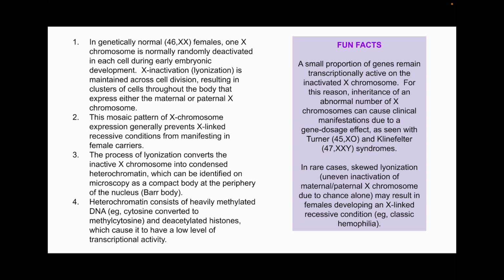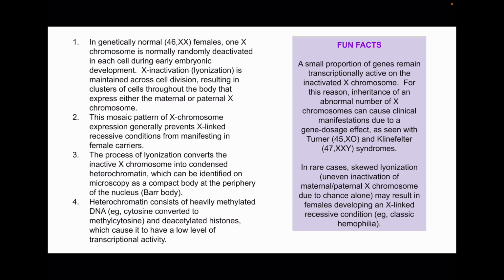And we'll go into a little bit more detail about this. The fun fact is that a small proportion of genes remain transcriptionally active on the inactivated X chromosome. For this reason, inheritance of an abnormal number of X chromosomes can cause clinical manifestations due to a gene dosage effect, as seen with Turner syndrome, which is 45 XO. There's only one X chromosome here. And Klinefelter's, which is 47 XXY, which has two X's and one Y.